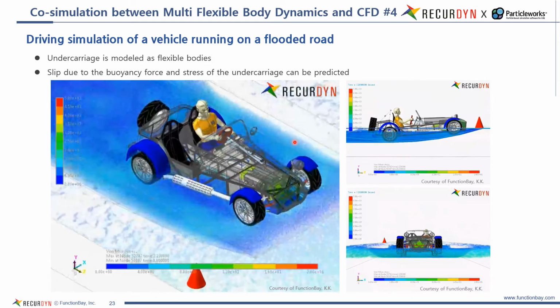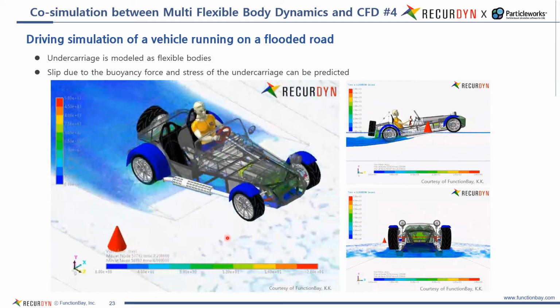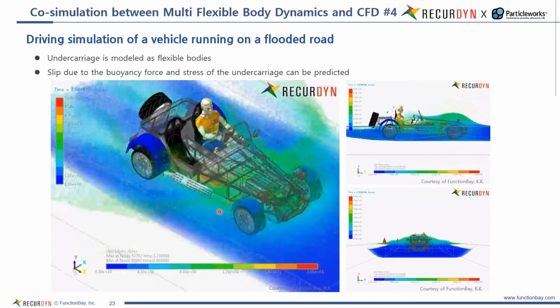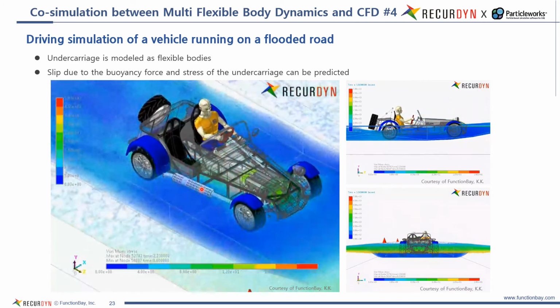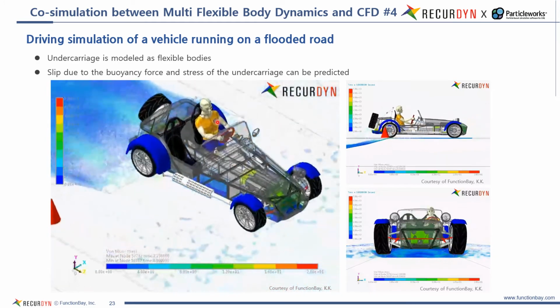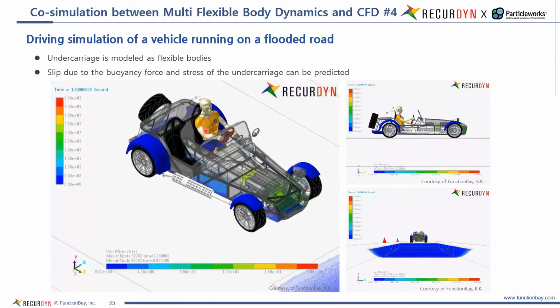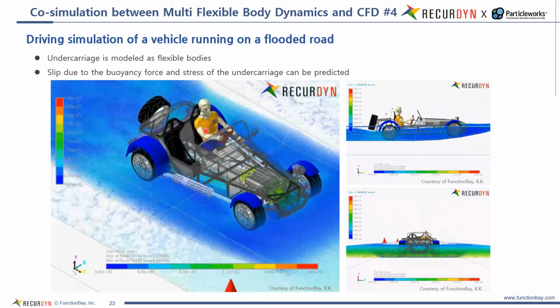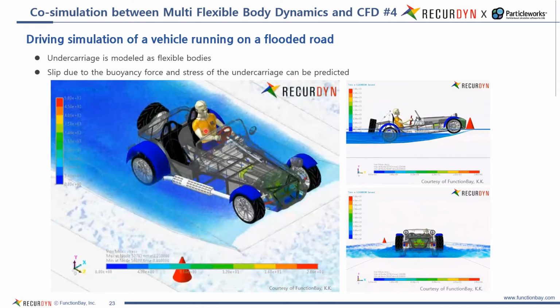In this case, you can see that the vehicle becomes buoyant as it passes through a flooded road, and the rear wheels skid accordingly. In addition, since the dummy has been embodied in the vehicle, it is possible to predict the impact to a person when suddenly encountering the flooded road.